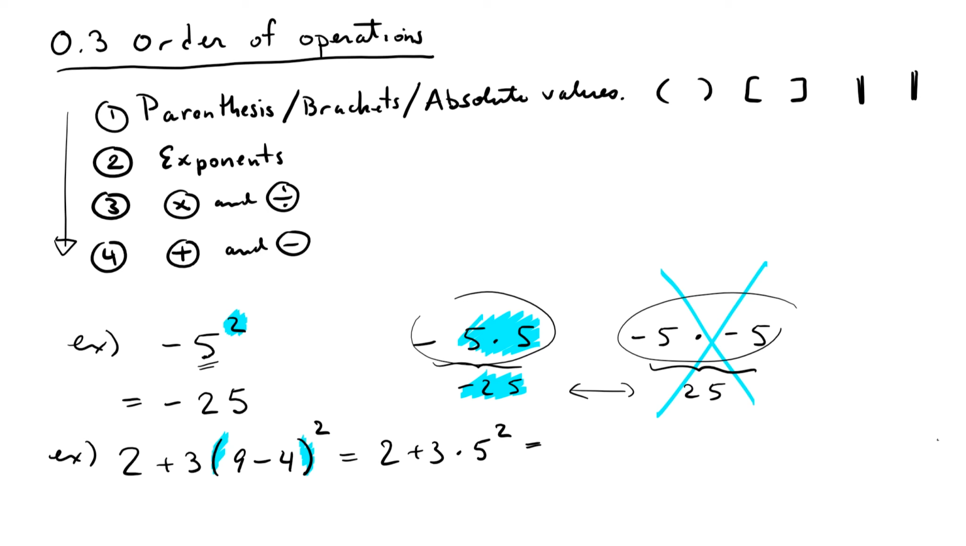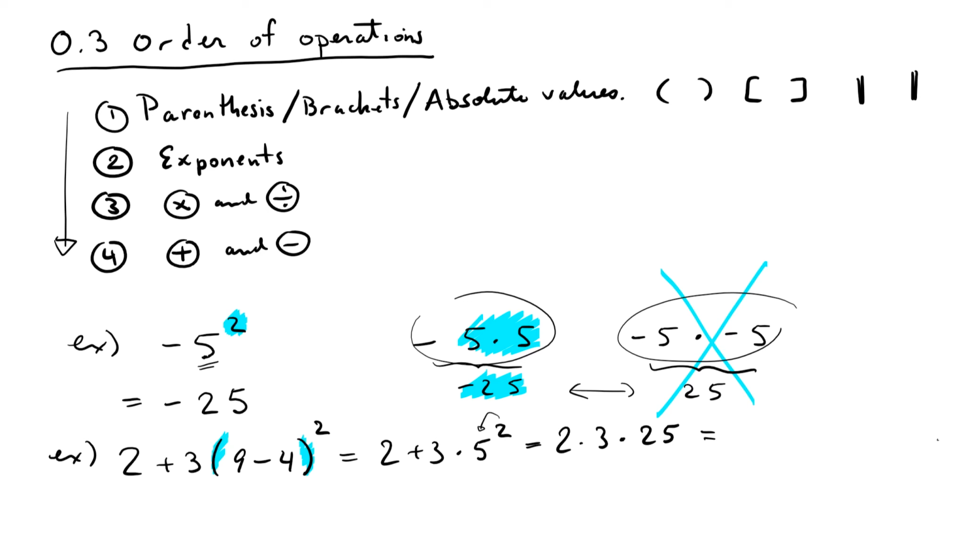So exponents, yes, I have one. The 2 applies to what's next to it immediately, so it's 5. So that's going to be 2 plus 3 times 25. After that, no exponents anymore. Do I have multiplications or divisions? That's item number 3. Yes, I do. Everything's multiplied actually. So it's 2 times 3, 6 times 25.